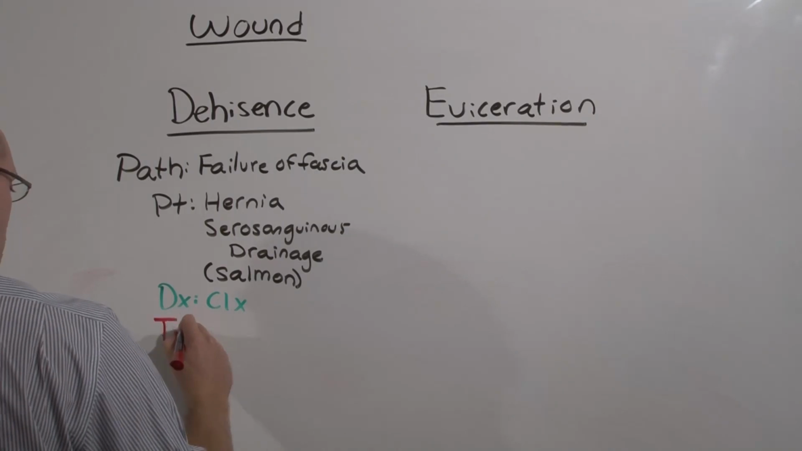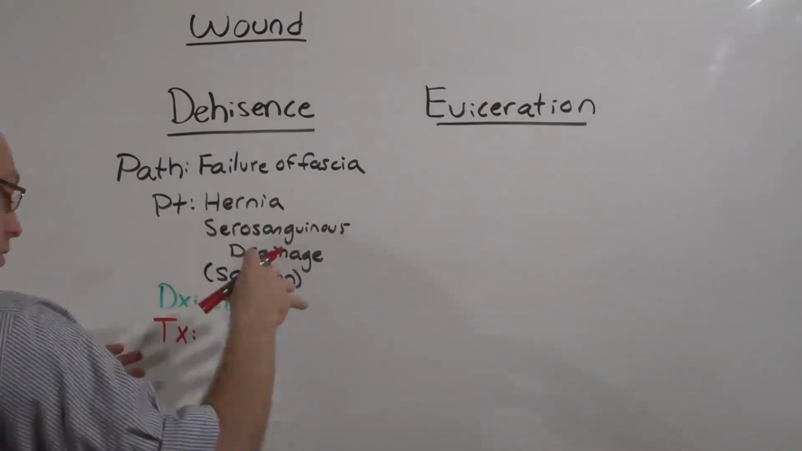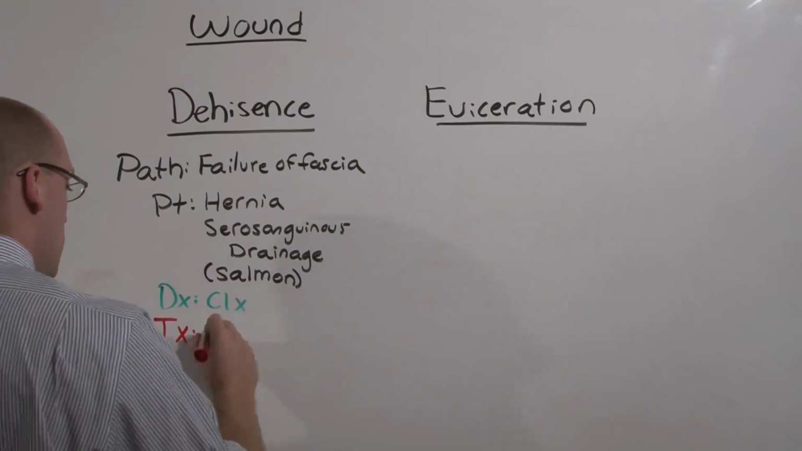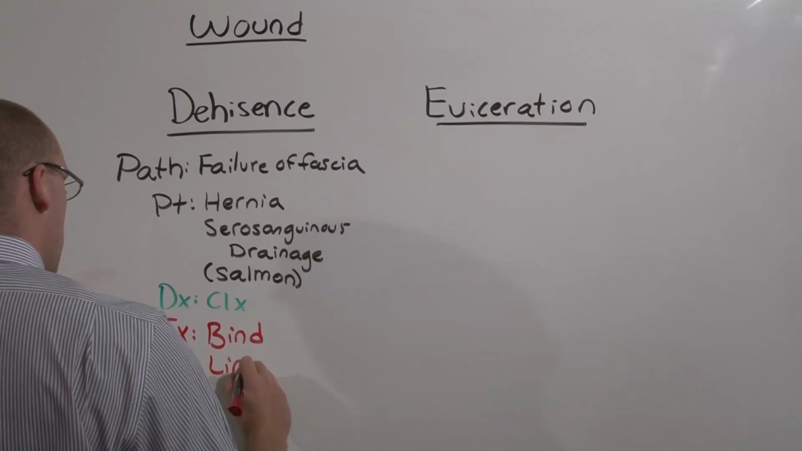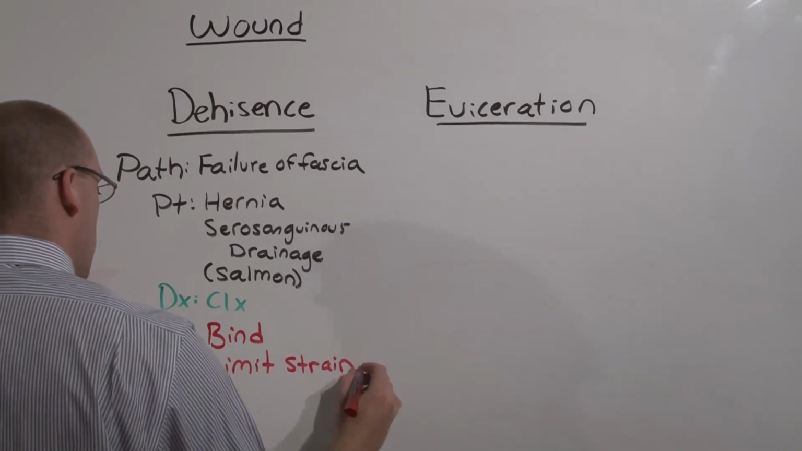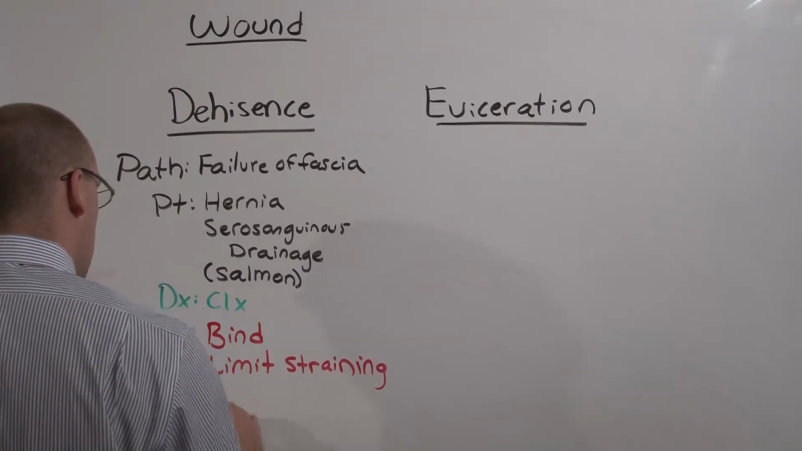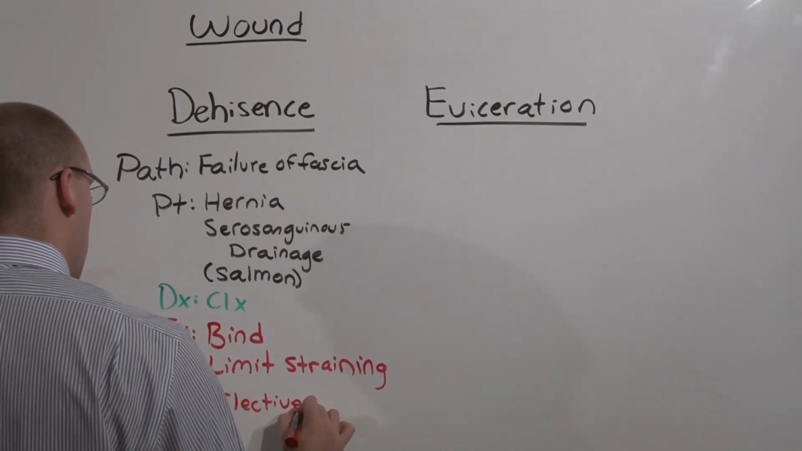To treat it, you have to make sure that it doesn't become evisceration. The skin is intact, but the fascia underneath has failed. So you're going to bind them to keep the wound together. You're going to limit straining, especially increasing intra-abdominal pressure, and then electively take them to the operating room to correct the hernia.